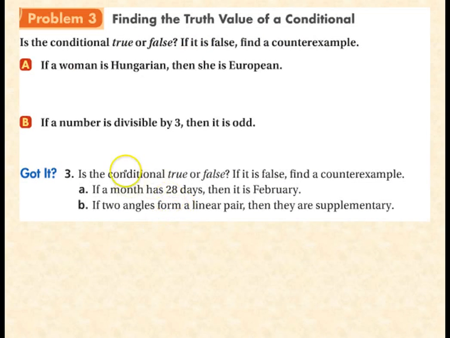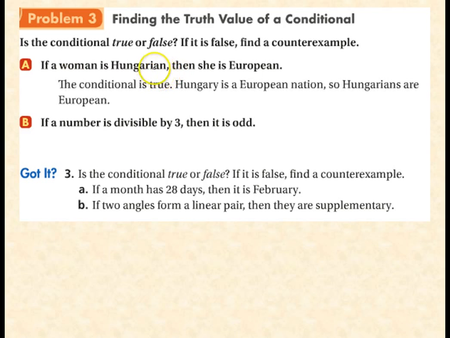Alright, is this conditional true or false? So we're going to talk about finding truth values of conditional statements. Here's our conditional. If a woman is Hungarian, then she is European. If you don't know anything about Europe, then this one's going to be difficult for you. You might have to use Google. But this one is true. Hungary is a European nation. So Hungarians are Europeans. So this conditional is true. That's its truth value.